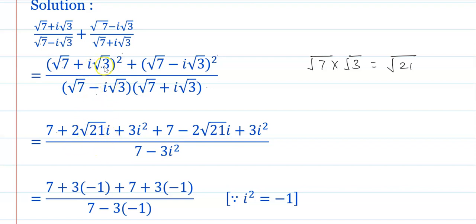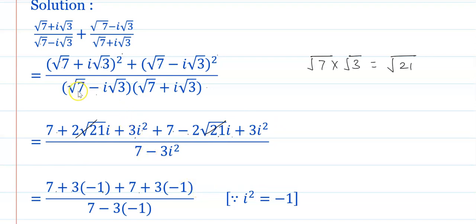Next, i root 3 bracket square. Root 3 square means what? 3. And this is i square. Here also root 7 square minus 2 into root 7 into root 3, root of 21 into i. Next, i square root 3 square means what? 3i square. Okay. Now these two terms get cancelled here. This is the 7. 3i square. I square means what? Minus 1. 3 into minus 1 plus 7. 3 into minus 1. Okay.